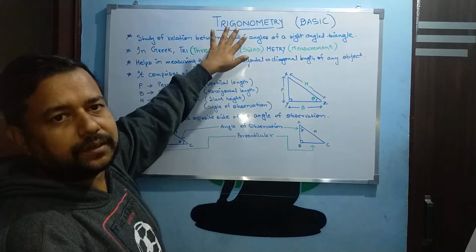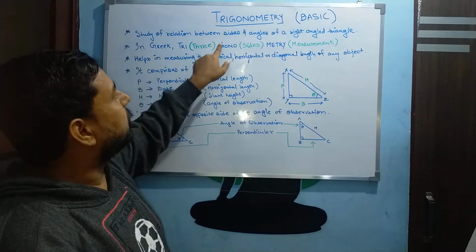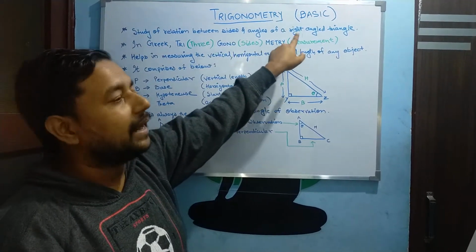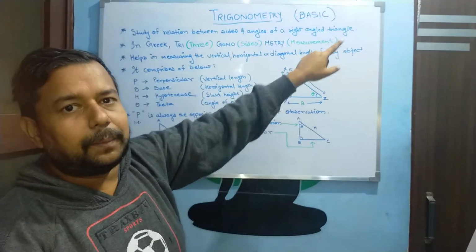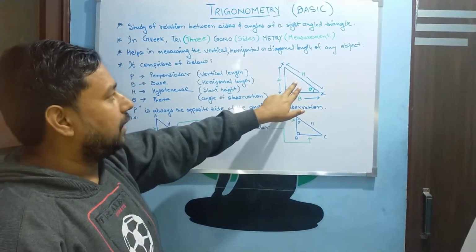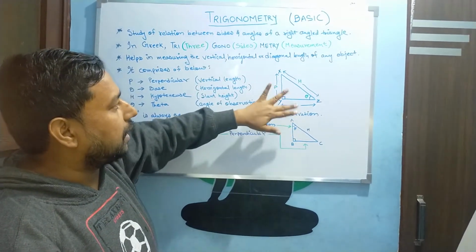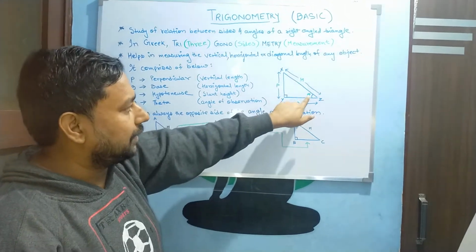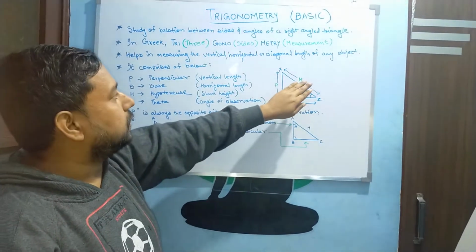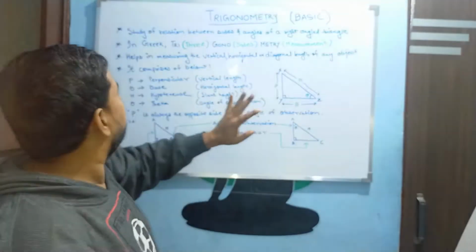So what is trigonometry? It is the study of relation between sides and angles of a right angle triangle. Means there is a right angle triangle, it has sides. So how they are related along using this angle. So this is totally related with this one.